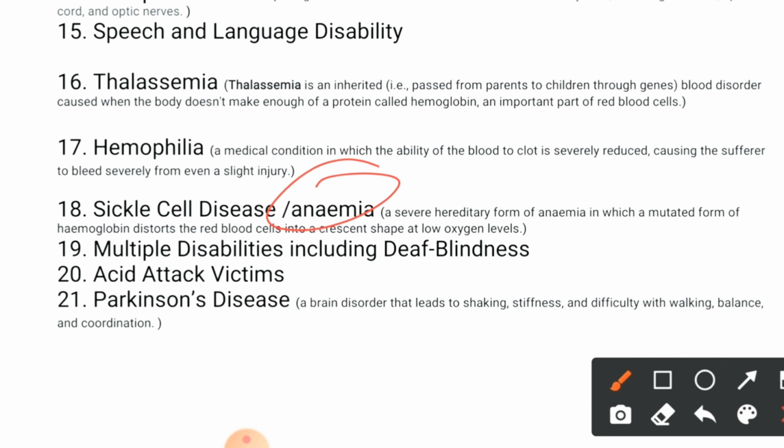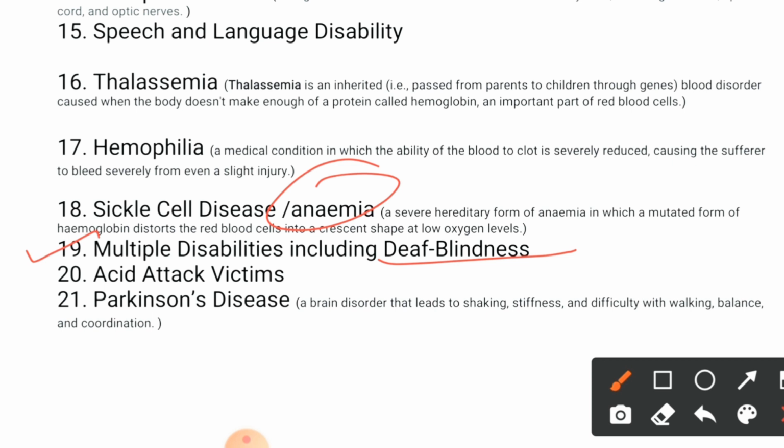The next type is multiple disabilities, including deaf-blindness. Sometimes a child does not have just one disorder; the child may have more than one. For example, a child is not able to see, not able to hear, or maybe not able to speak. He is deaf, mute, plus blind. So a child can have more than one disorder, and that comes under the category of multiple disabilities.